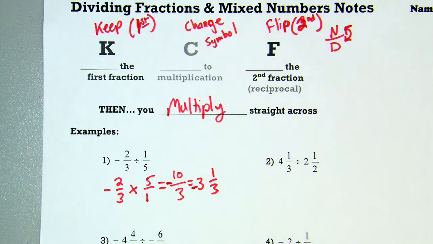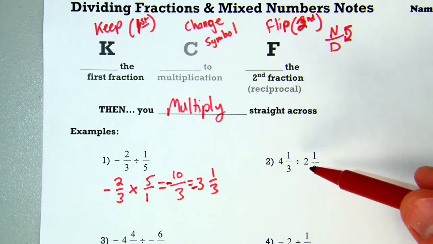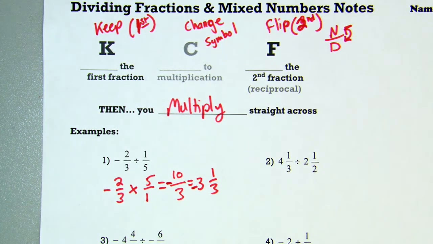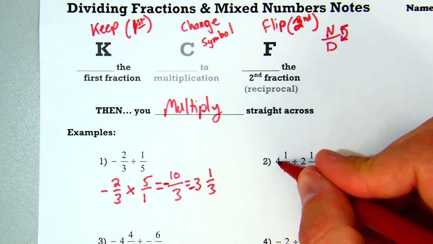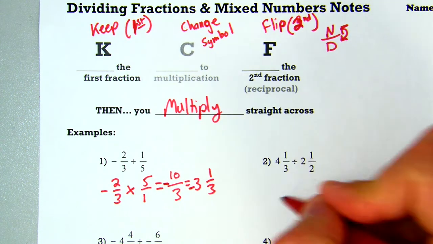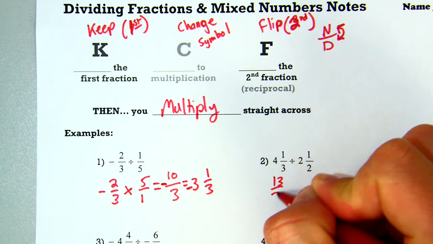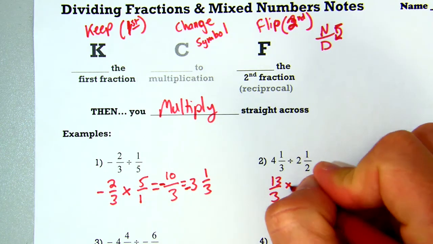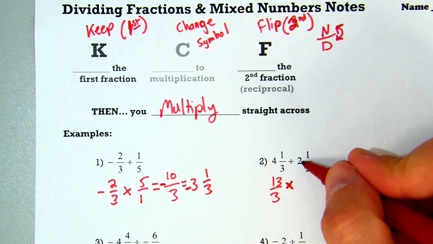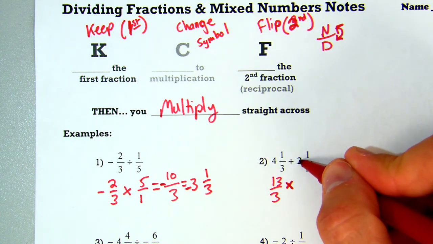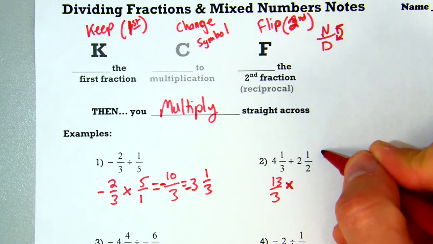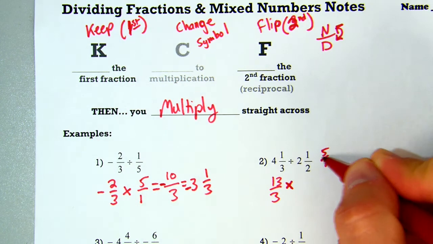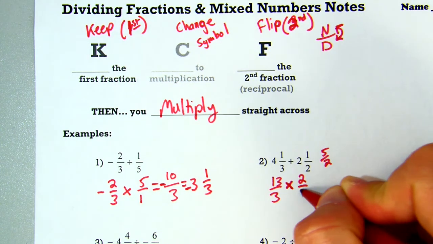Alright, number 2. Alright, I do have, with mixed numbers here, dividing. Same thing goes for division. I actually want to change these into improper fractions first. So I'm going to do that first. So 4 times 3 is 12 plus 1, so 13 over 3. Okay, and this gets changed to multiplication. Then I have my 2 2/5, which is going to be 2 times 2 is 4 plus 1, so that's 5/2. That gets flipped, which then gets turned into 2/5.